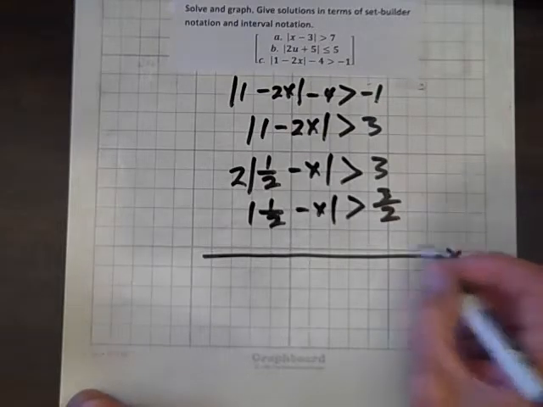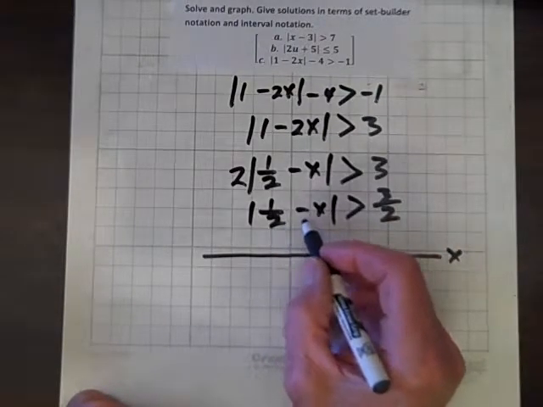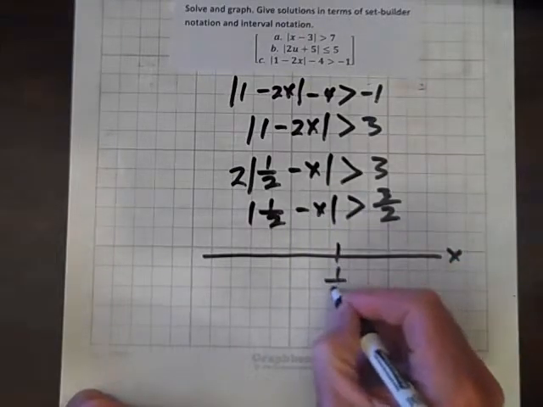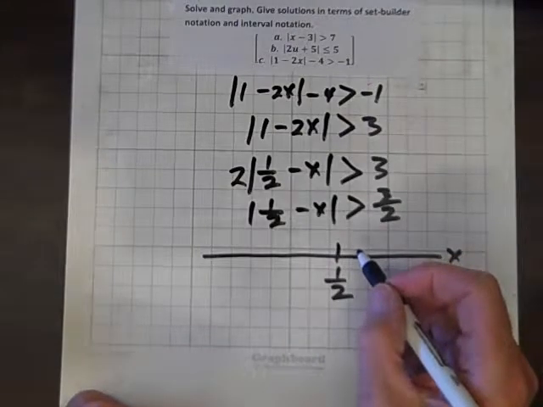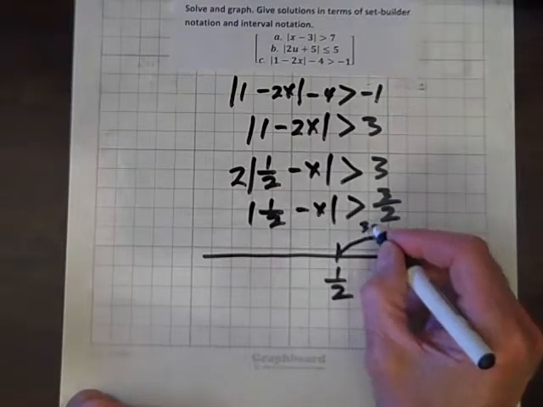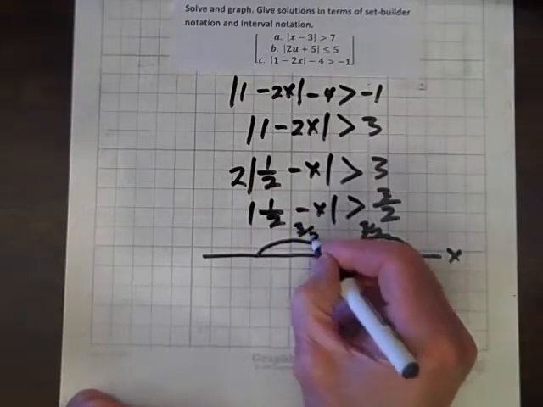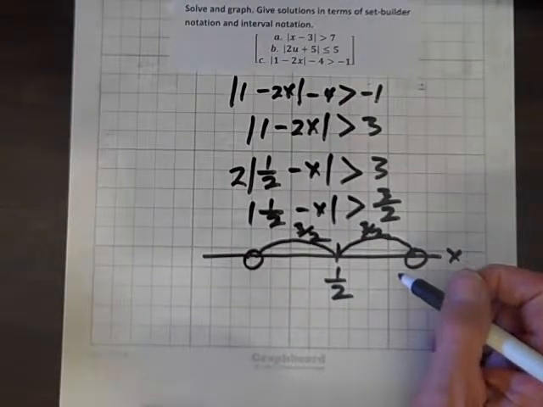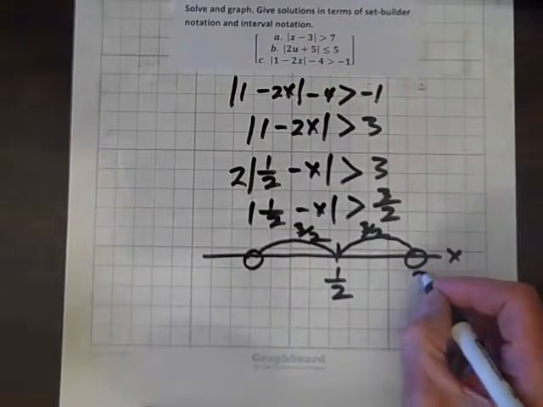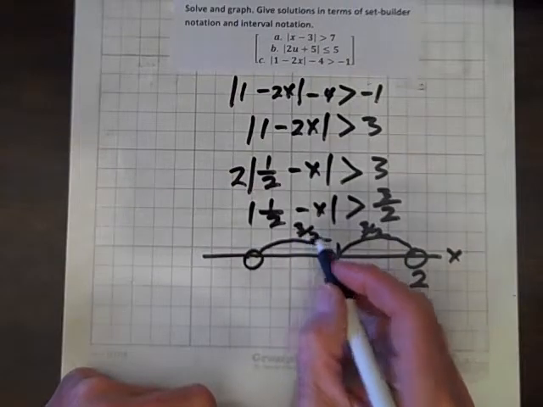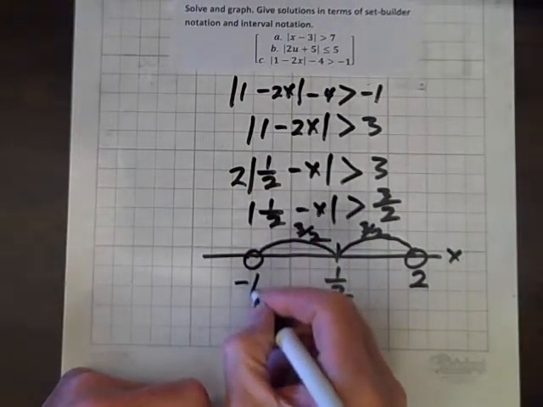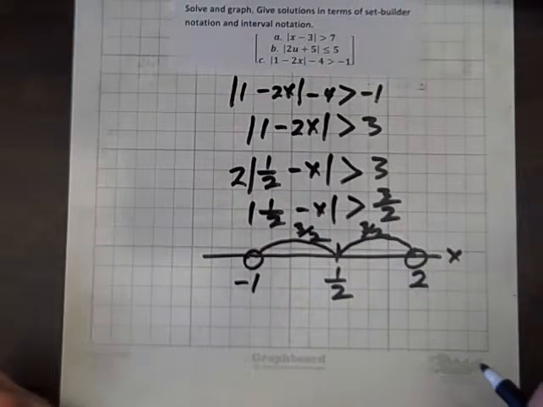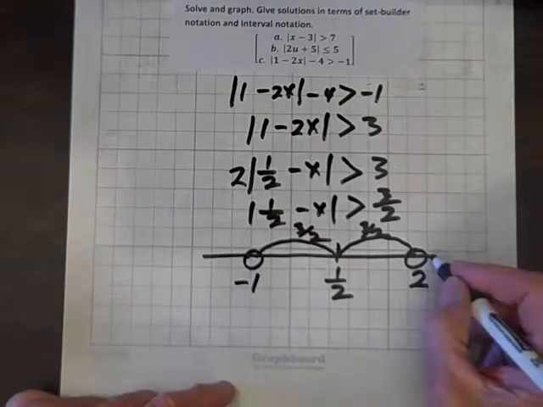Now, we're ready to graph. What value of x takes this to 0? 1/2 does. Replacing x with 1/2, we'll get 0. So 1/2. Now the distance is 3/2. Distance of 3/2. Open circle, no equal sign associated with the inequality. Now 1/2 plus 3/2 is 2. 1/2 minus 3/2 is -1. And we're ready to shade. Give myself a little more room here.